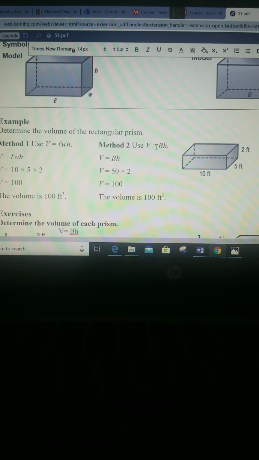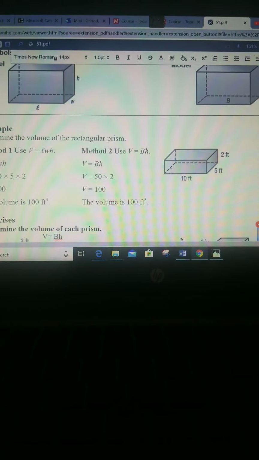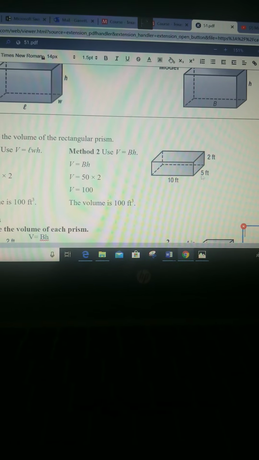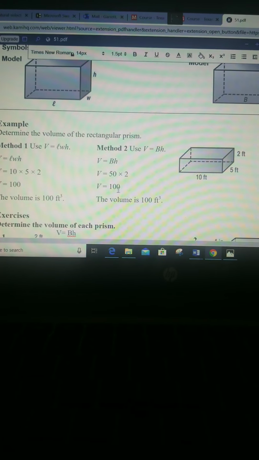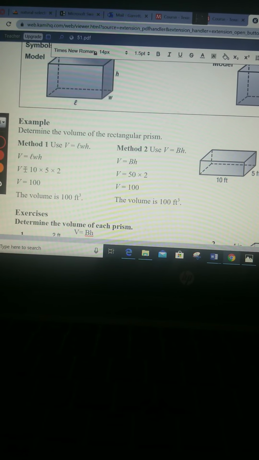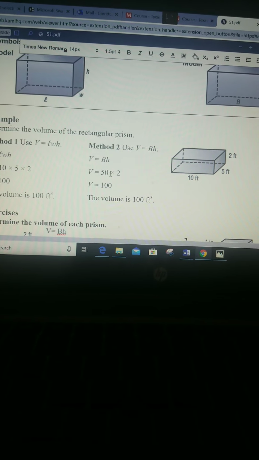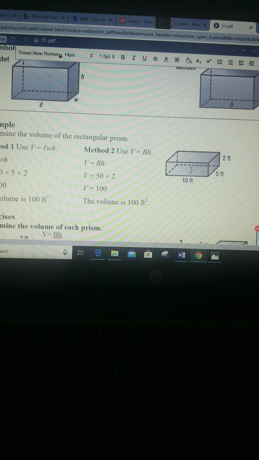Or you do area of the base times the height, in which case the base here is a rectangle with dimensions of 10 and 5. So 10 times 5 is 50, times the height of 2 gives you the 100. These are the exact same things. The only difference here is that they're listing all three dimensions, and here they're only listing 2 because the area of the base would just be that one extra dimension.